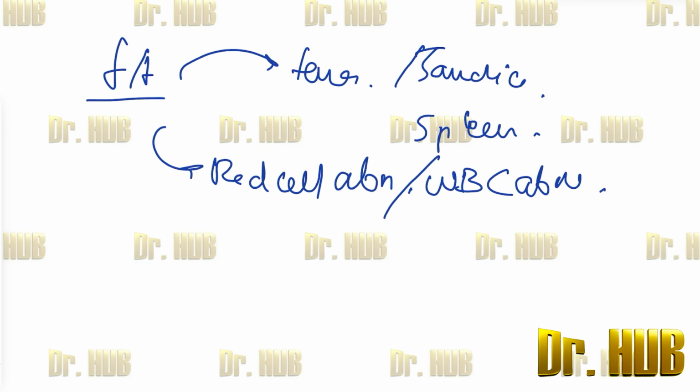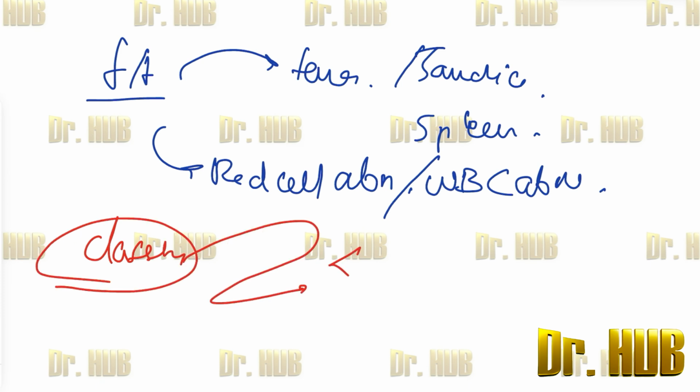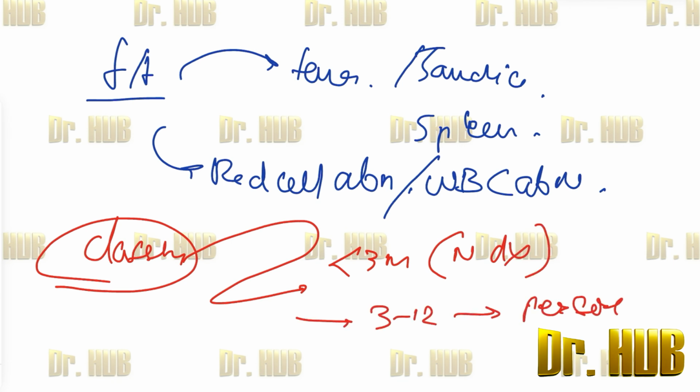Now let's classify this disorder, ITP. Classification is based on the duration. In case of less than 3 months, we call it newly diagnosed. Then 3 to 12 months, we call it persistent. Then greater than 1 year is known as the chronic type.